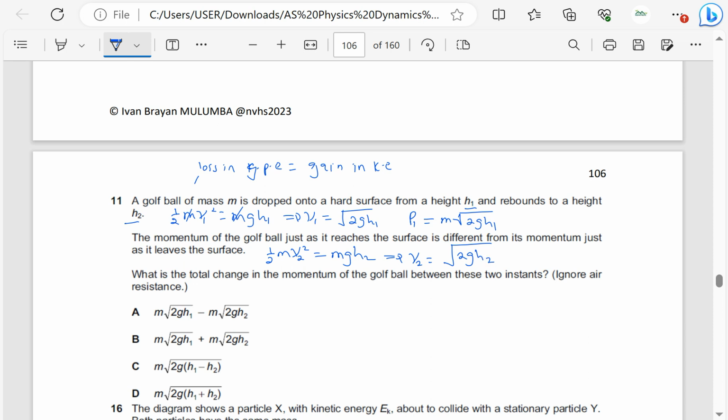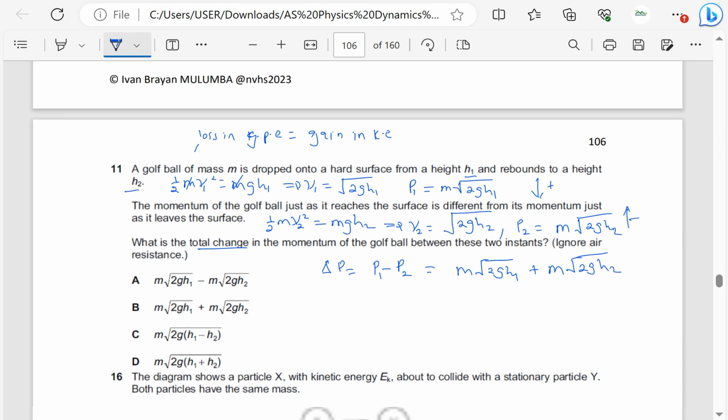So the momentum P2 in this case, but remember in the opposite direction, is going to be m times the square root of 2 g h2. If downwards is positive momentum, then upwards is going to be negative momentum. We want the total change in momentum, which is going to be equal to P2 minus P1. But remember, P2 is negative and P1 is positive. So this is going to be m root of 2 g h1 minus negative, which becomes plus m root of 2 g h2.